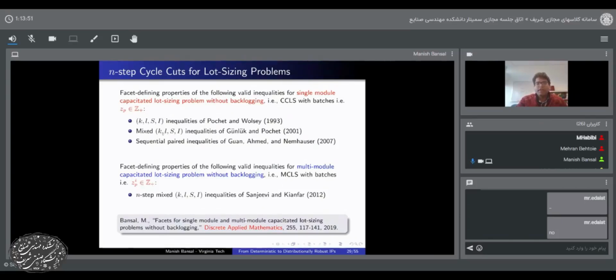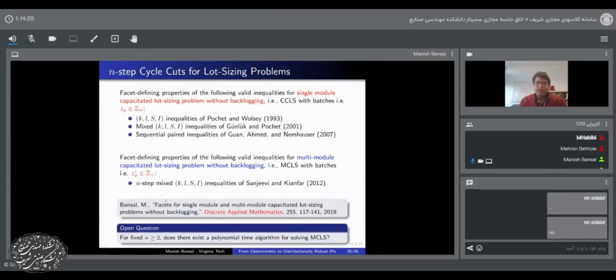Similarly, we looked at the facet defining properties of mixed KLSI inequalities and sequential paired inequalities derived by the sequential pairing procedure of Guan and others. We also looked at the multi-module capacitated lot sizing problem and at these n-step mixed KLSI inequalities, and derived sufficient conditions under which these inequalities are facet defining for the multi-module lot sizing problem.